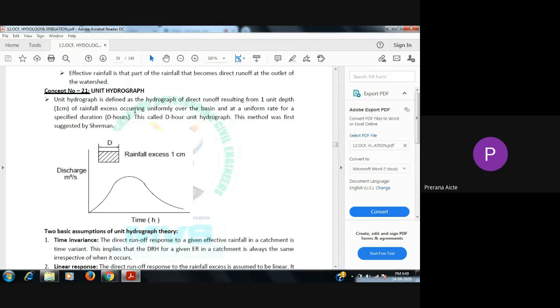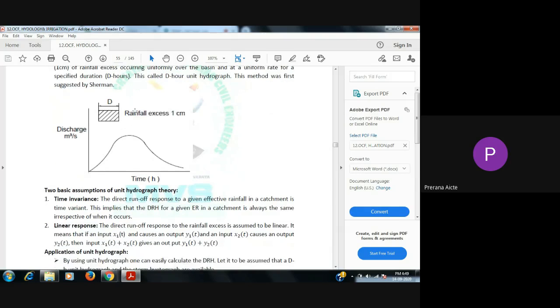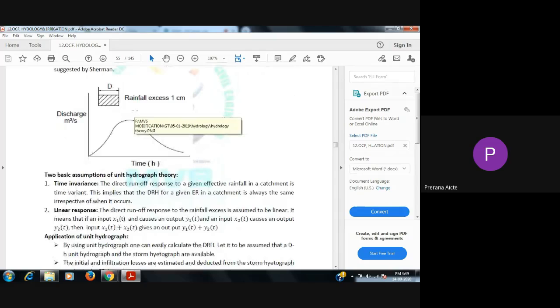Now, the basic assumptions of unit hydrograph theory. There are assumptions because of which the rainfall occurring in the field differs from the practical things. So before deriving the unit hydrograph, you are supposed to make some assumptions. One is time invariance. The direct runoff response to a given effective rainfall in a catchment is time invariant, because rainfall differs from time to time. Simply put, the direct runoff hydrograph for a given effective rainfall in a catchment is always the same irrespective of when it occurs. The second one is linear response.